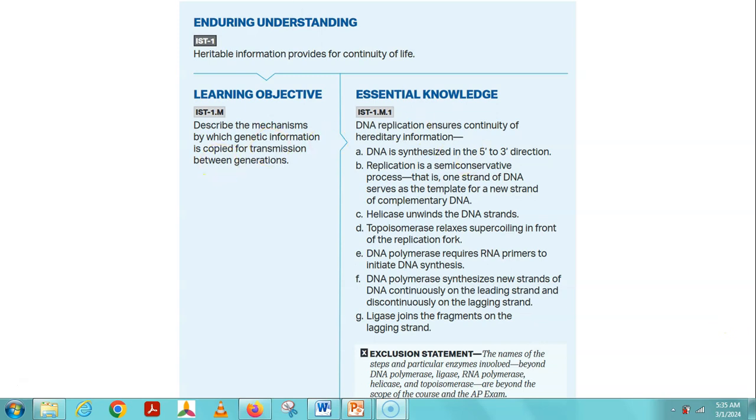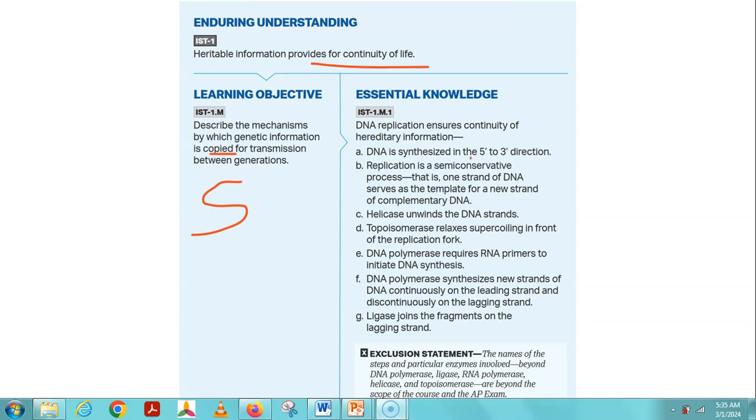So this is lecture two in the DNA unit. This is all about DNA replication, okay? Continuity of life. And so how is it copied? Well, first off, when does this happen? S phase in the cell cycle. Why does it happen? Repair, replacement. Sometimes it's even unregulated, which means cancer happens too much. But DNA replication ensures continuity of hereditary information.